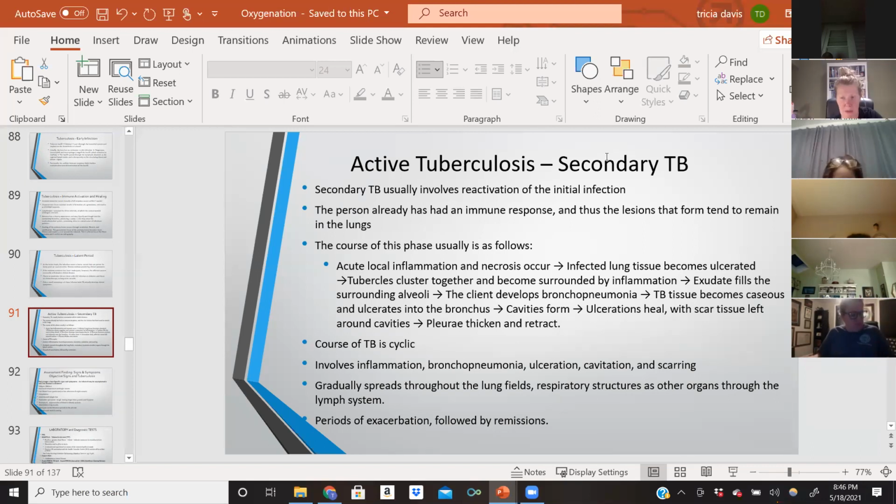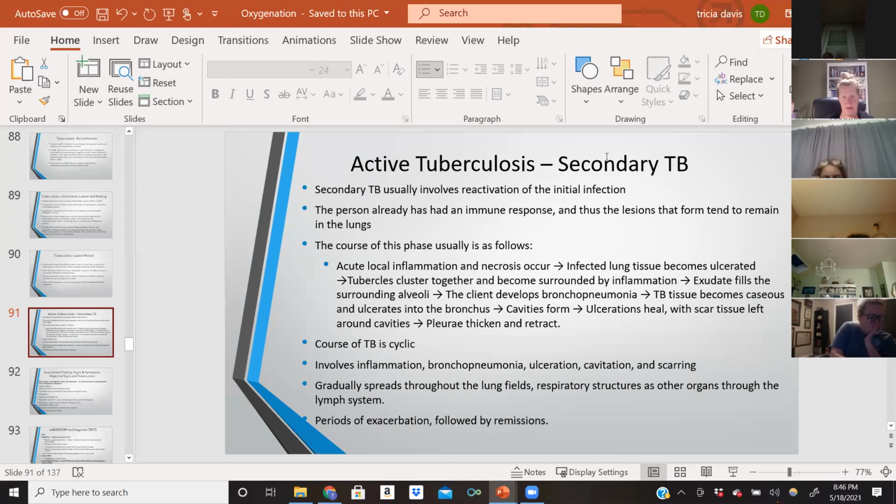The TB tissue becomes caseous and ulcerated. It's going to form a cavity again. Those ulcerations are going to heal. It's going to leave behind that scar tissue around the cavity, and then the pleura are going to thicken and retract. You will be able to see this on our x-ray.